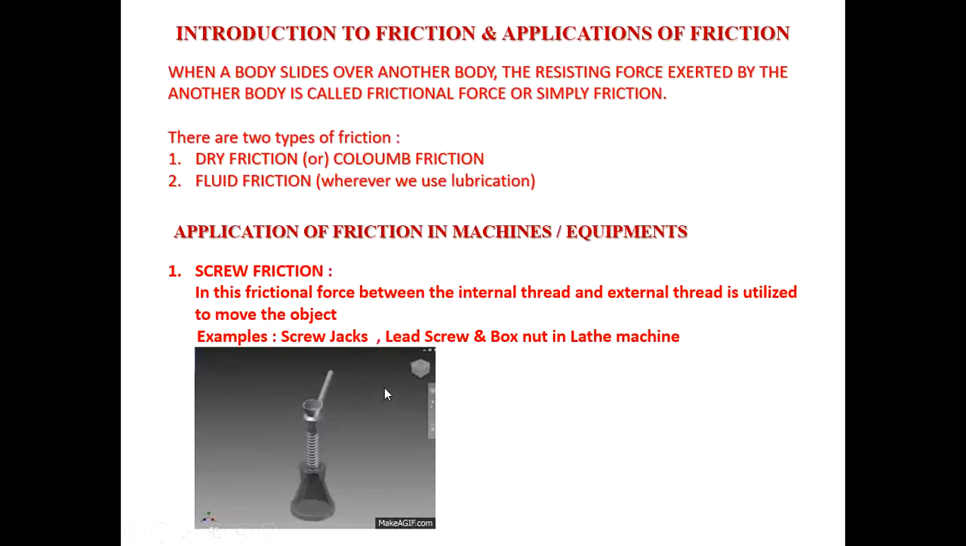The second example is the lead screw and box nut in a lathe machine. In a lathe machine, for automatic movement, we use a lead screw and a box nut. There will be an internal thread and an external thread. So that is another example of screw friction.